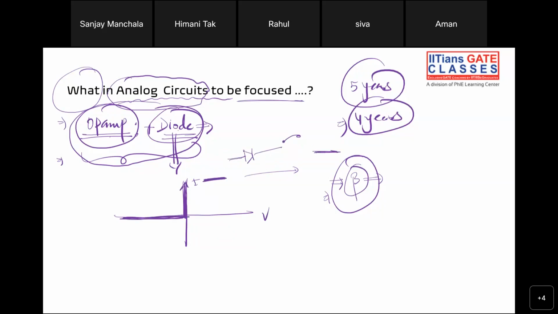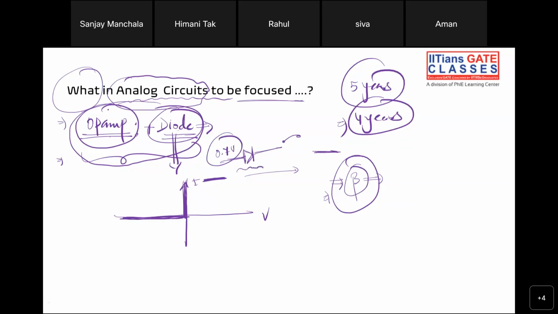Why? Because for this diode to be on, this practical diode I'm talking about, needs 0.7 volts. This diode needs how much? 0.7 volts. So it is not ideal. Until 0.7 is applied, this diode will not be on, right?